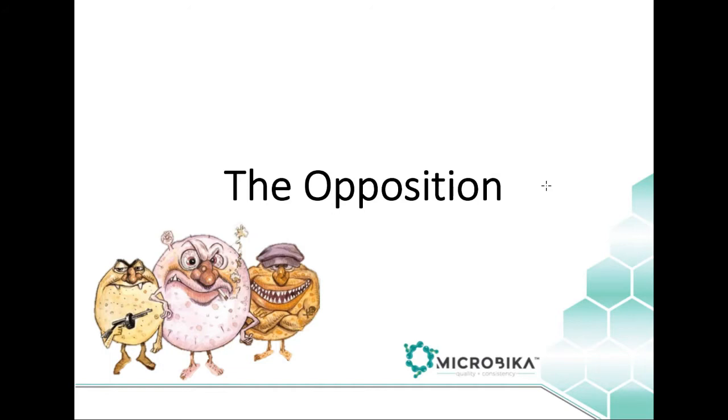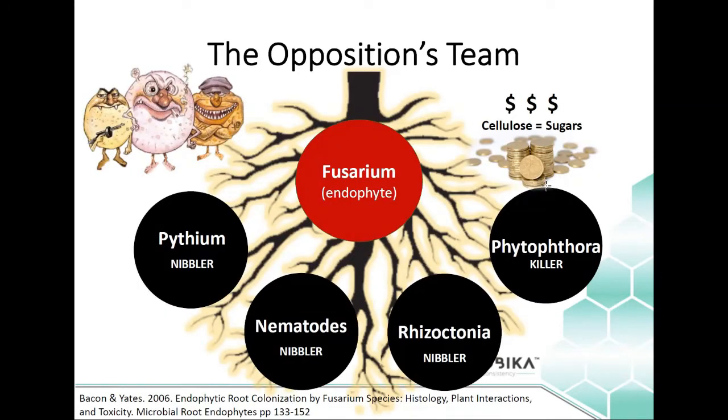So what does the untreated rhizosphere look like? What's the most likely situation if you don't have a beneficial coach in the rhizosphere? So the opposition of the beneficial coach is usually an endophyte, a pathogenic endophyte like Fusarium. And Fusarium also puts together its best team in order to perform its function. So the members that we usually see grouping with Fusarium is Pythium, that we call a nibbler, making wounds, nematodes, Rhizoctonia, also nibblers, and then Phytophthora, killer.